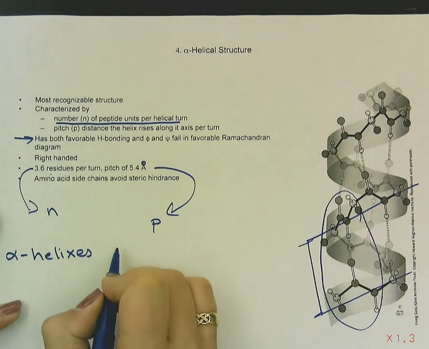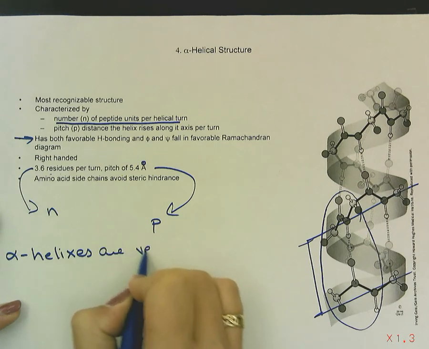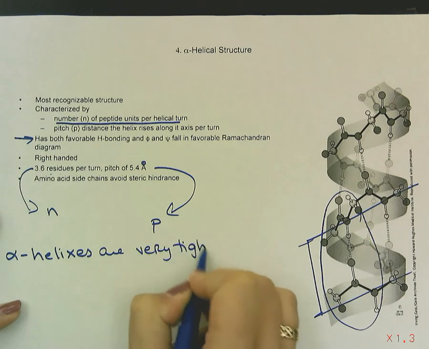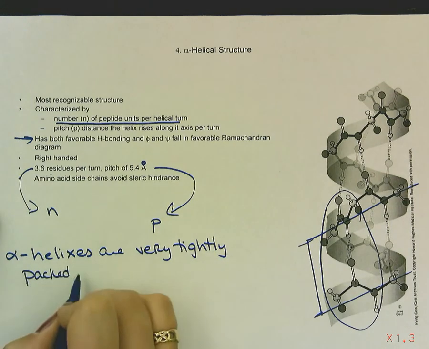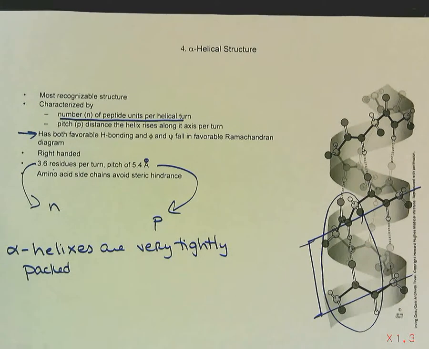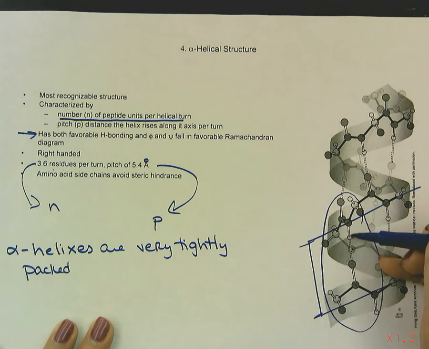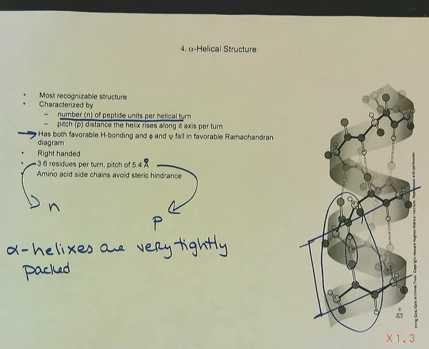Also, alpha helices are very tightly packed. So in other words, looking at your polypeptide chain, this distance is pretty much right at the van der Waals allowed distance. They are as close together as they can get without becoming like an ionic or a covalent bond. They're as close as they can get and still interact.